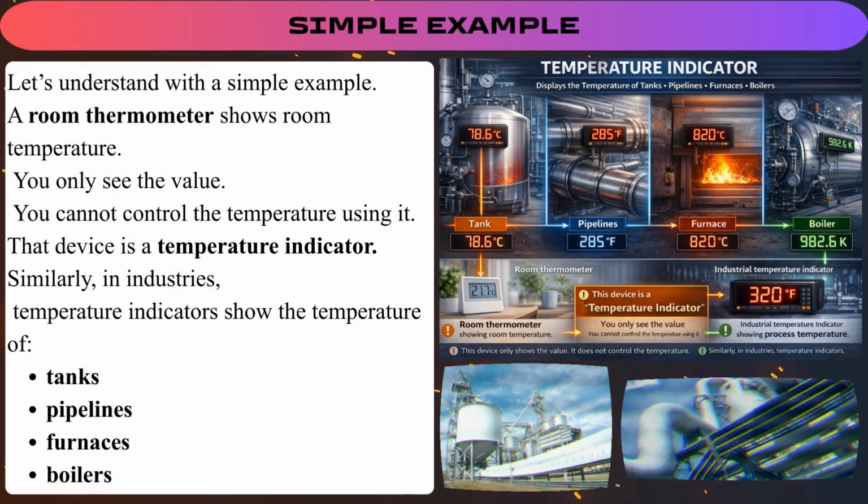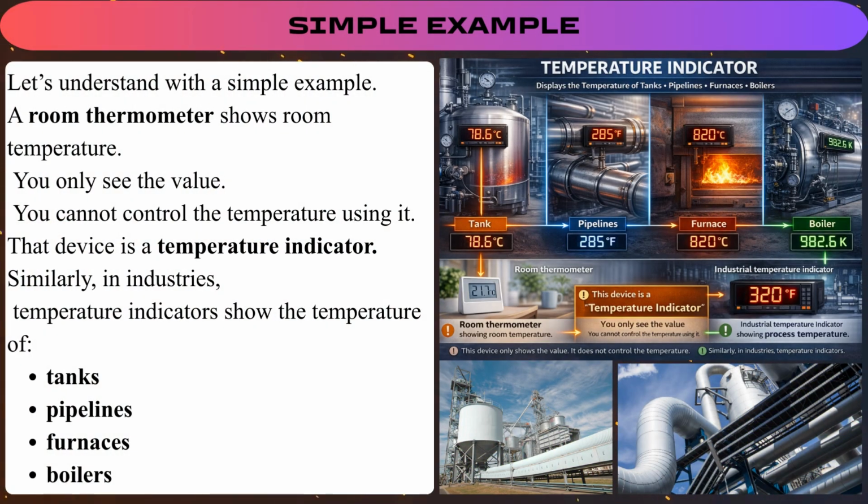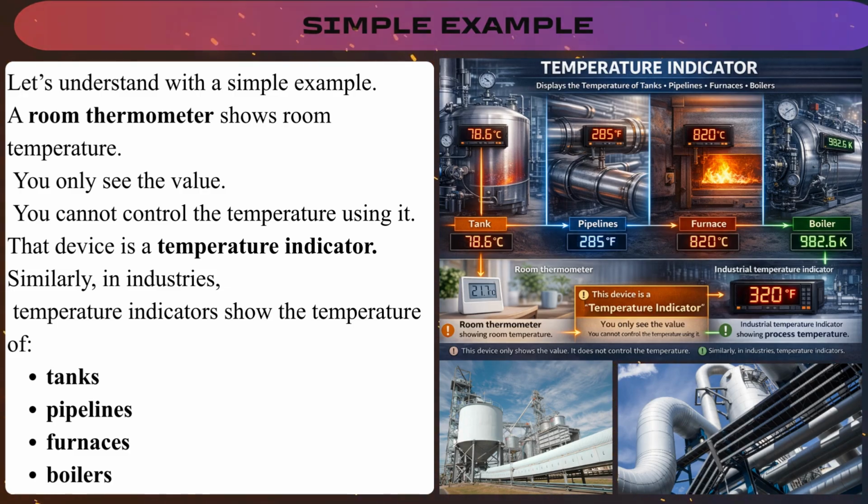Simple example. Let's understand with a simple example. A room thermometer shows room temperature. You only see the value. You cannot control the temperature using it. That device is a temperature indicator. Similarly, in industries, temperature indicators show the temperature of tanks, pipelines, furnaces, boilers.